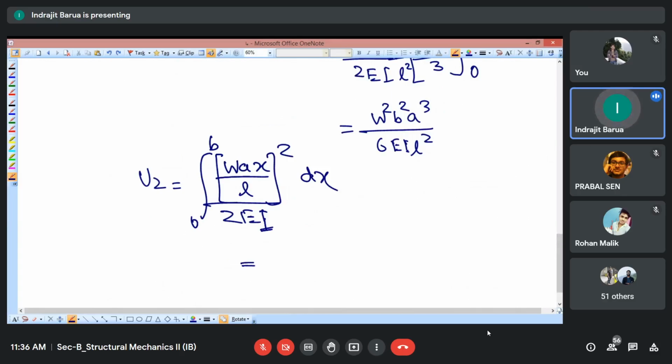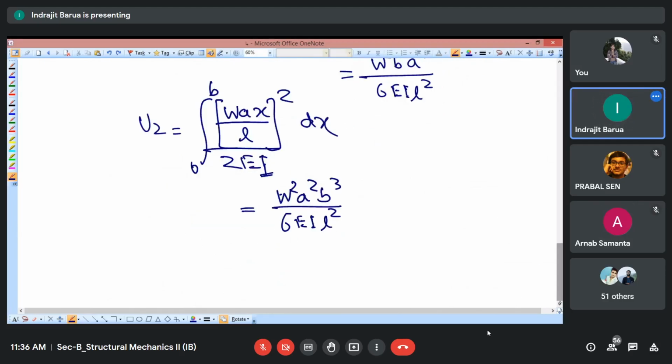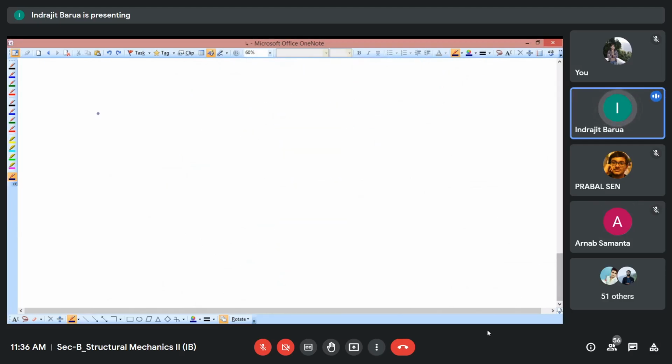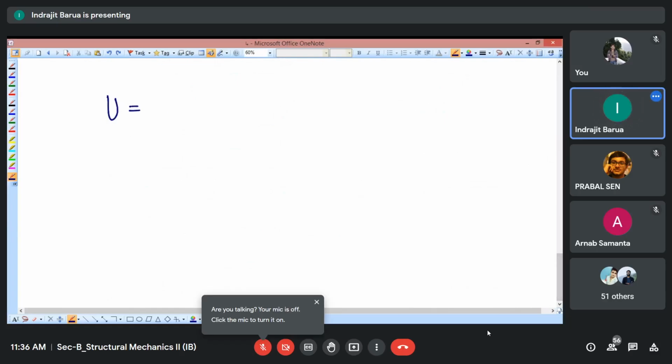So calculate it and tell me how much. W square A square B cube by 6 L square. W square A square B cube by 6EI L square. Fine. So now obviously the overall strain energy will be representing like this. Add the two and get how much you are getting.